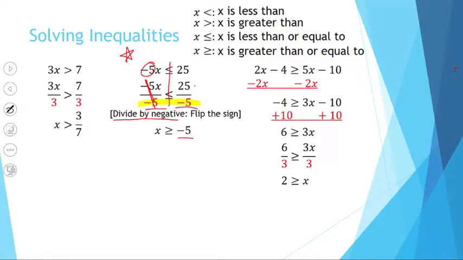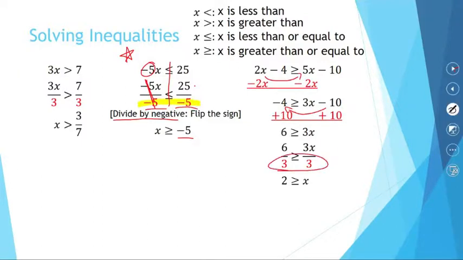That's the only important thing you need to remember when it comes to solving these inequalities. Otherwise, it's just like every other math problem, moving things from one side to the other and simplifying and whatnot. But if you divide by a negative, flip the sign. So you see here, you're dividing by a positive number. Your sign does not need to change. It's only if you divide by a negative number that your signs flip. Okay?